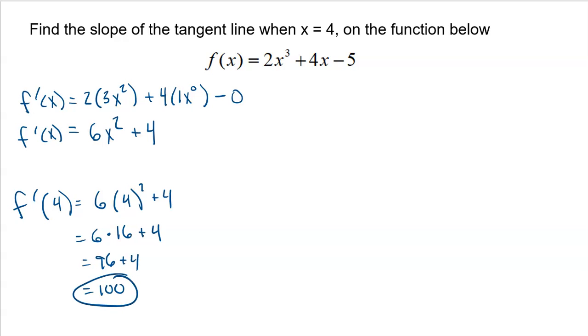So we have a very, very steep line. The slope of the tangent line when x equals 4 is 100. Very, very steep line at that point. But how easy was that? You literally just take the x value, plug it into the derivative.